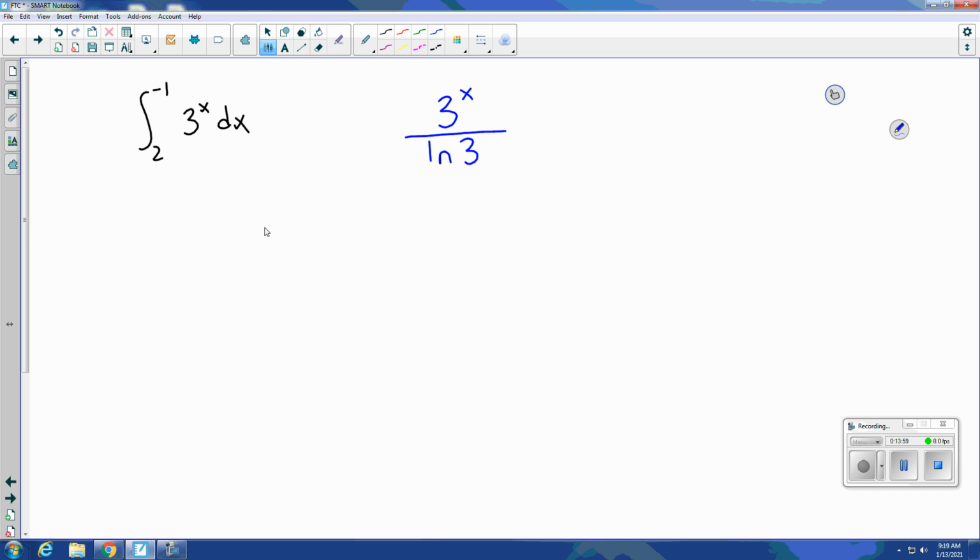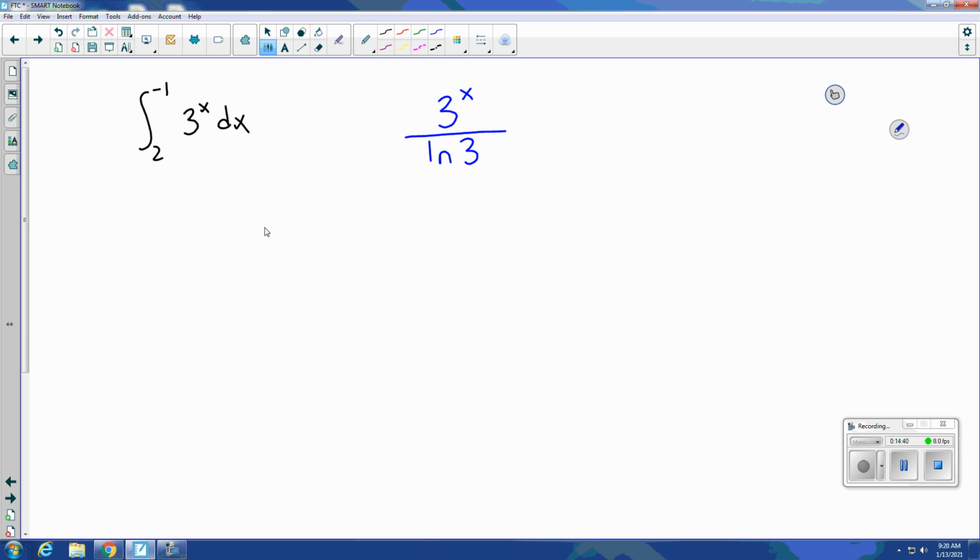Remember, ln 3 is just a constant, so we can think of that as multiplying 3 to the x by some number. Differentiating with a constant, we just pull the constant out. Then the derivative of 3 to the x is 3 to the x ln 3, so these cancel, and we get 3 to the x, which is what we want. So the antiderivative of an exponential function is that exponential function divided by the ln of the base, where the derivative would be the exponential function itself times the ln of the base.